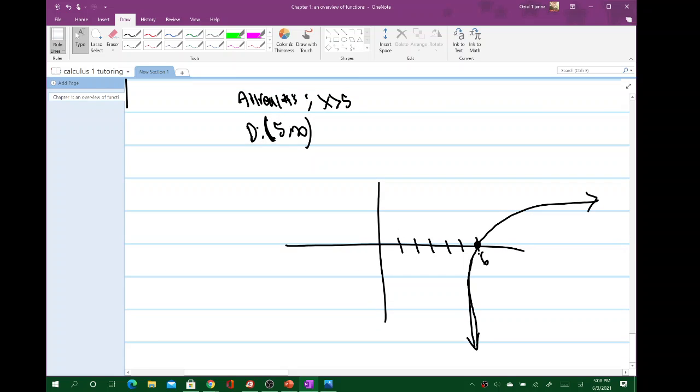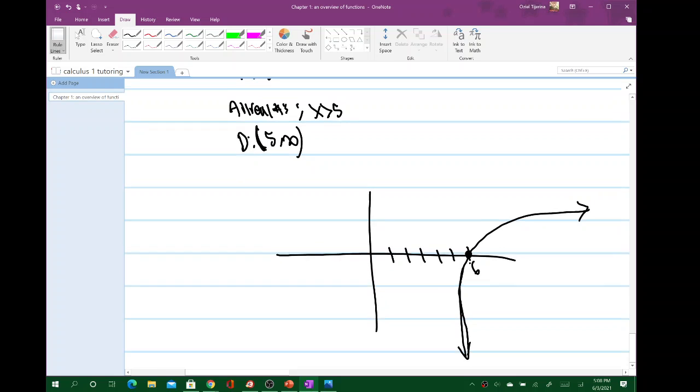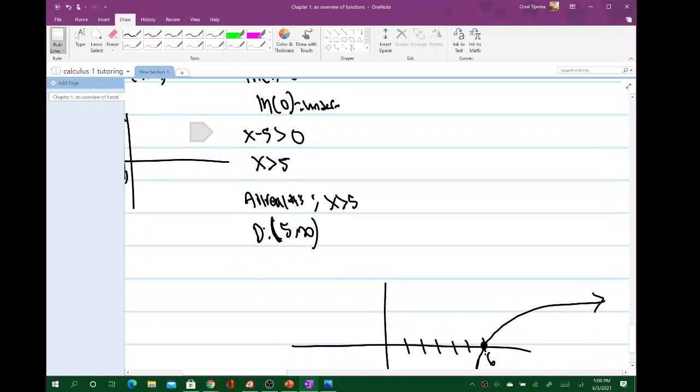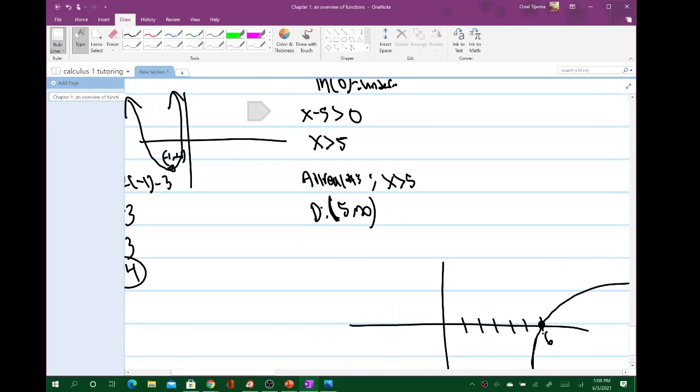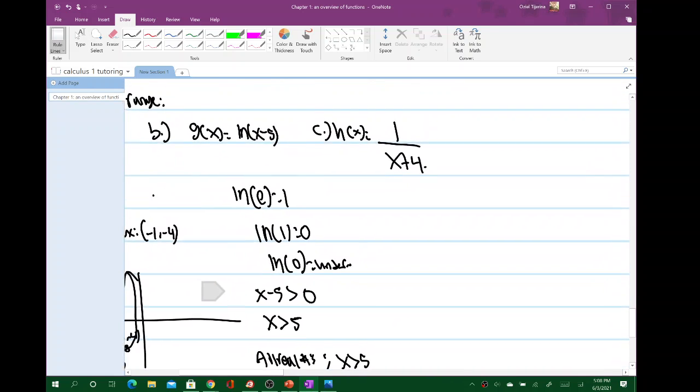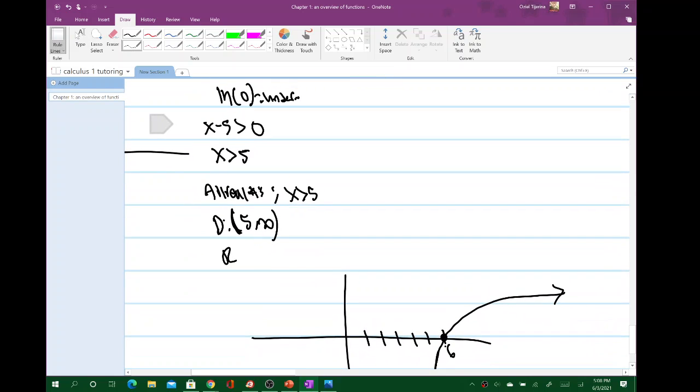So the domain is going to be from 5 to infinity, not including 5, okay? And yes, that's what it would be. So that is the domain of this function, and then the range, I believe, would be from negative infinity to infinity. Yes, negative infinity to infinity.